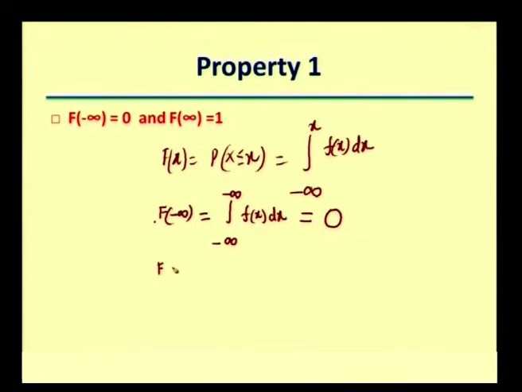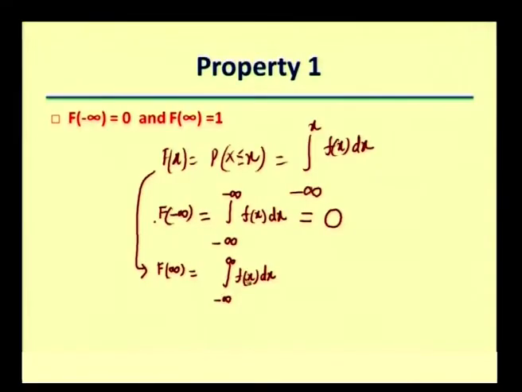Coming to the next one, to prove F(∞) is 1, again use the definition F(x) = P(X ≤ x), the integral from minus infinity to x. In the place of x, I am going to put plus infinity. Have you seen this expression anywhere? Integral from minus infinity to infinity of f(x) dx. Yes, it is the second condition which the probability density function should satisfy. So the integral from minus infinity to infinity of f(x) dx should definitely be equal to 1 because it represents the total probability.